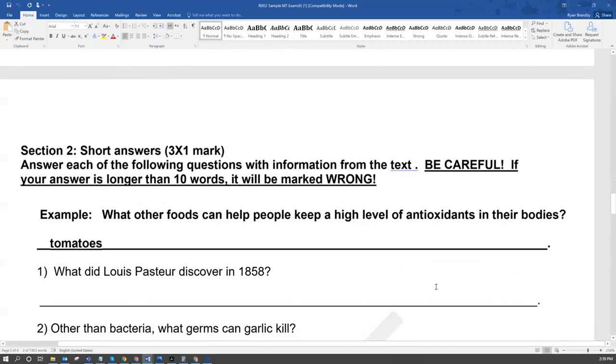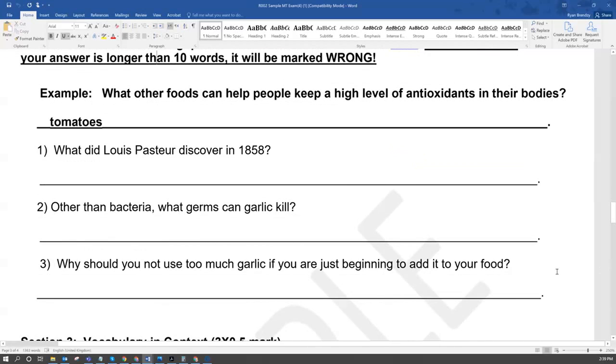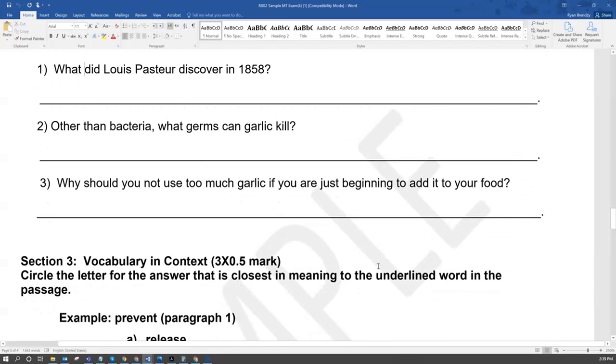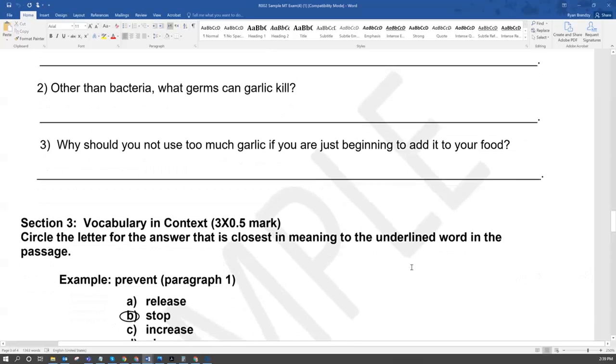Here we have short answers. Again, be very careful with the instructions. You can't write more than 10 words. So you don't write tons and tons of words, only less than 10 words, or it will be marked completely wrong. So be careful with that. Again, with these types of questions, underline what they want: what, right? And positive, negative words as well. Why should you not use too much garlic? This is very important: not use, not why you should use garlic.